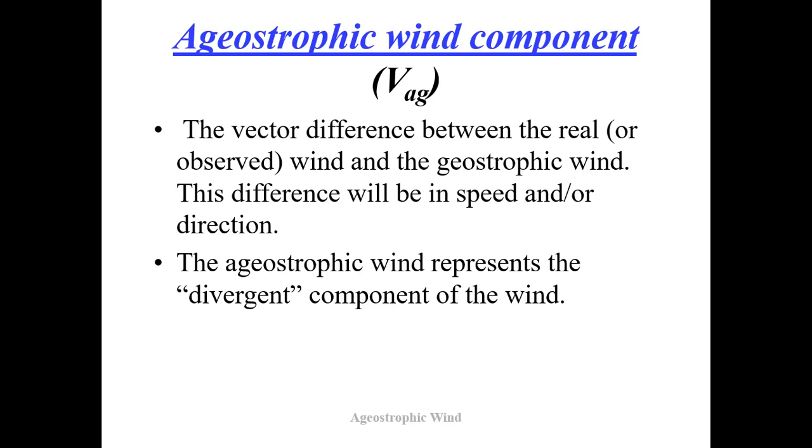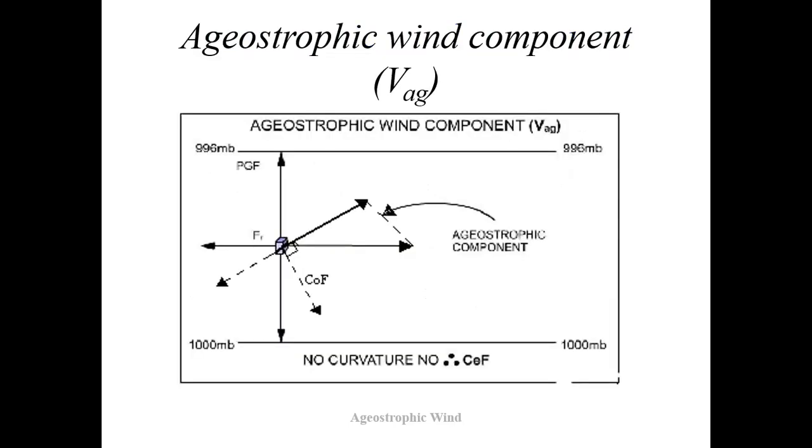Ageostrophic wind flow means the balance of forces is disturbed. The atmosphere is seeking equilibrium or balance in all it does. In this case, ageostrophic is the vector difference between the real or observed wind and the geostrophic wind. And this difference will be in speed and/or direction. The ageostrophic wind represents the divergent component of the wind. This is very, very important to atmospheric dynamics, especially in the upper levels of the atmosphere. This is going to yield areas of rising air motion and most likely development of storms, and areas of sinking vertical air motion and high pressure, nice weather.